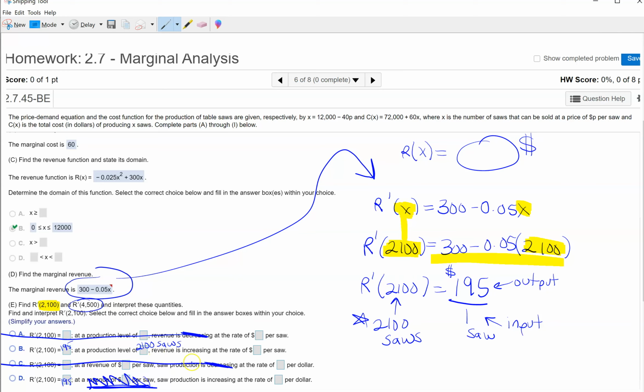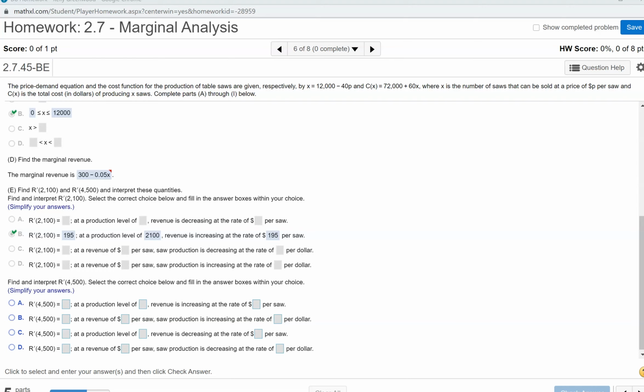Might count it wrong. If it does, then I'll just take the unit off, even though that's horribly wrong and I hate that in my math lab. But anyway, 2,100 saws. Okay, and the revenue is increasing at a rate of, oh good, they got the units right, $195 per saw. So I'm going to type all that into my math lab. Yeah, it counted it wrong when I included the unit in my production level, which makes me so angry, but that's okay. So I just took the word saws out, even though we need it on a quiz or test, and then it counted it right.